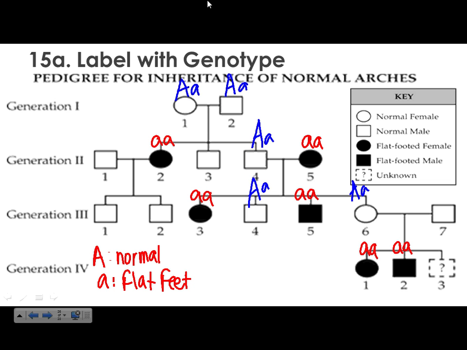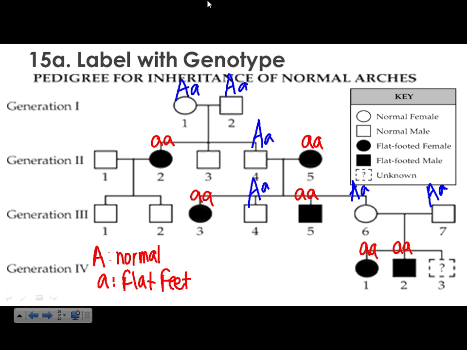So if we look at individual 7 in generation 3, this individual could be big A or big A little a. They can't be big A because then all of their children would have to be normal arches. Because we see that we have little a, it must be heterozygous. Otherwise, there's no way that this man and this woman could have offspring that are little a.